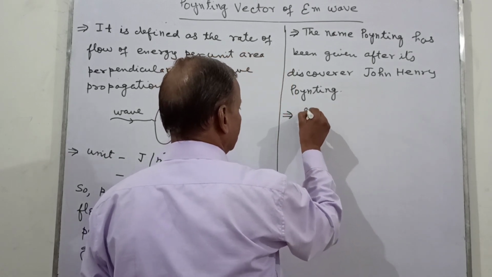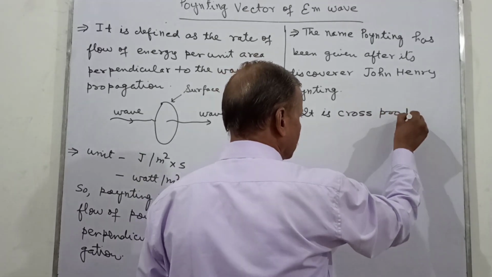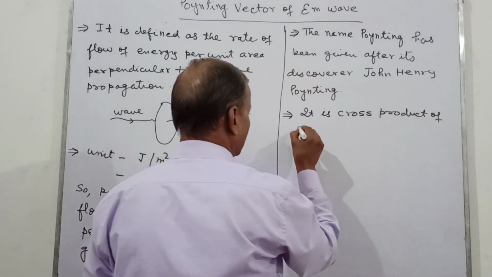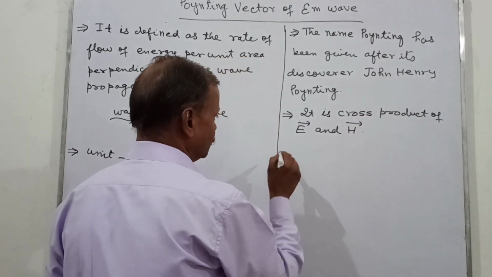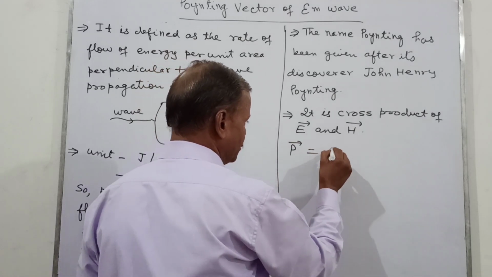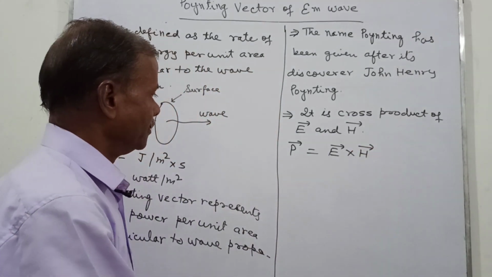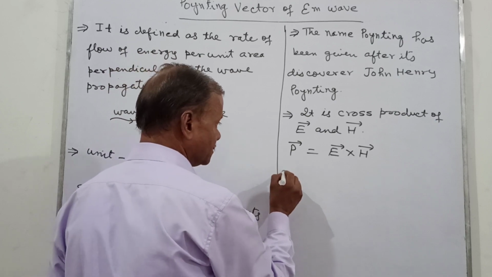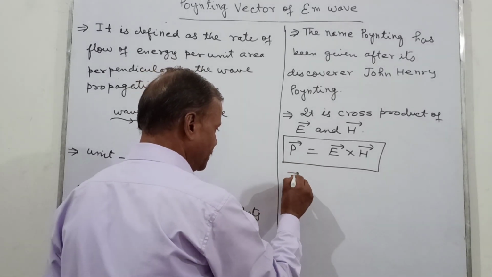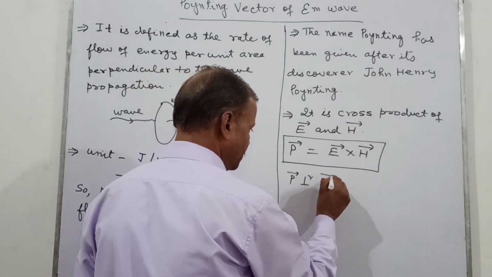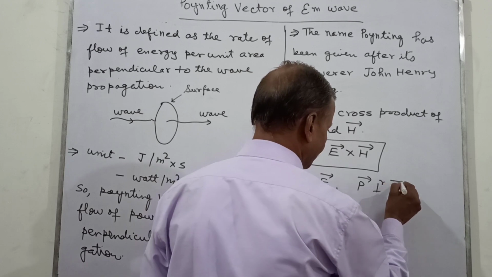So now it is the cross product of E and H. So what we have is that P is equal to E cross H. It means that P is perpendicular to E and P is perpendicular to H, both.